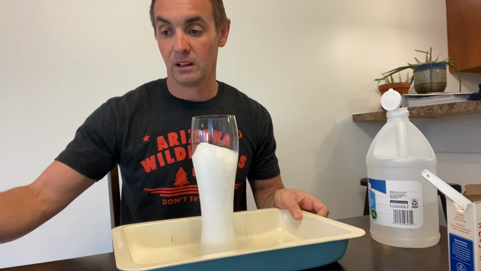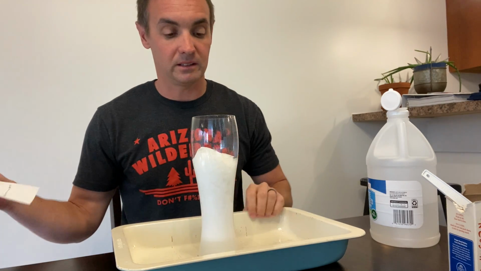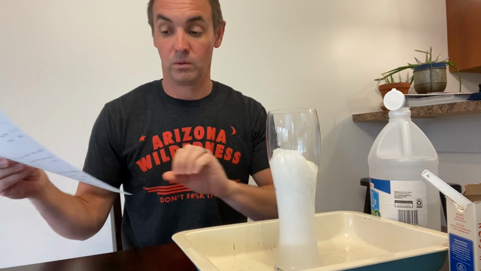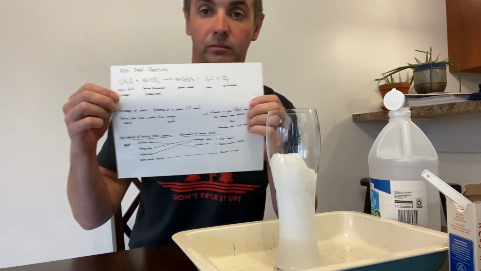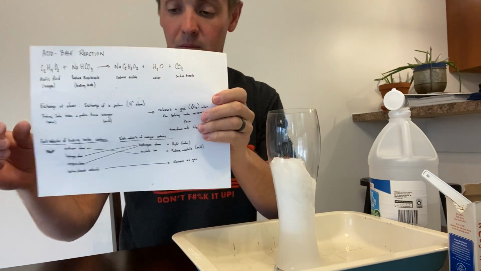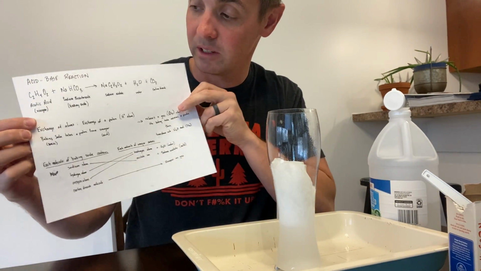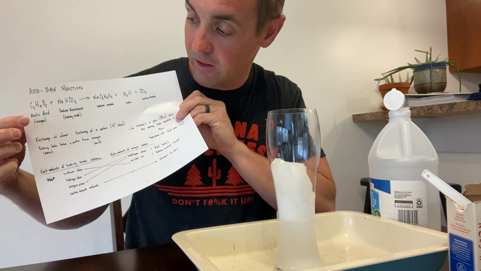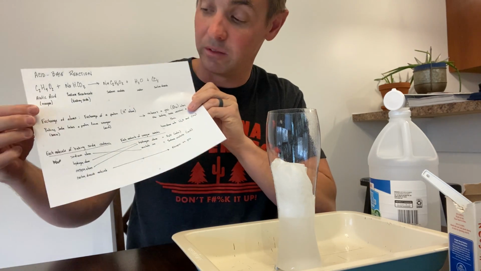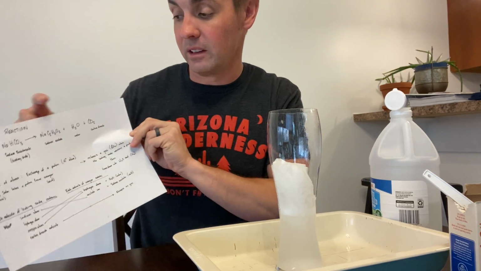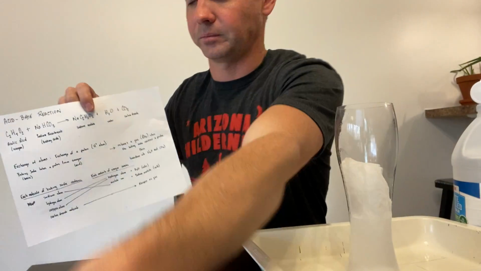So like I said, the reactants in this were, do a little visual presentation here. The reactants were acetic acid, which is the vinegar, and the baking soda, sodium bicarbonate. And those were the reactants. The products were sodium acetate, water, and the gas released, carbon dioxide.